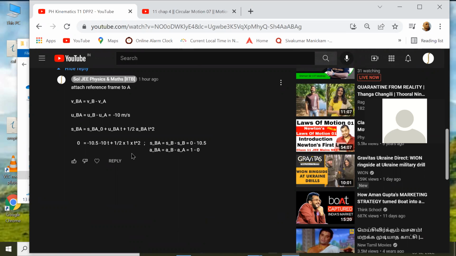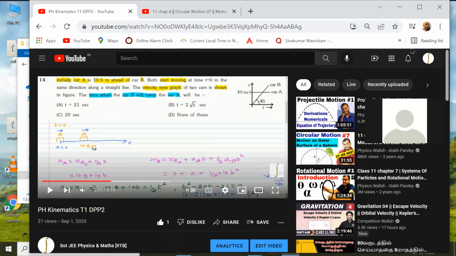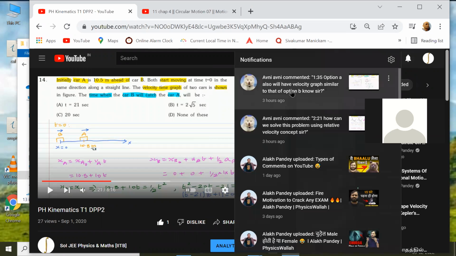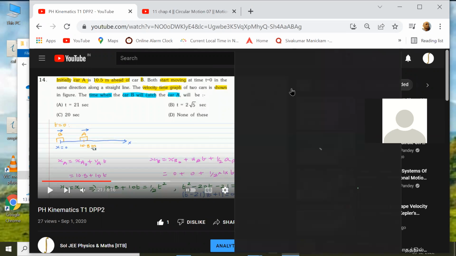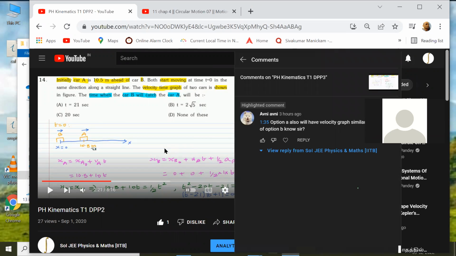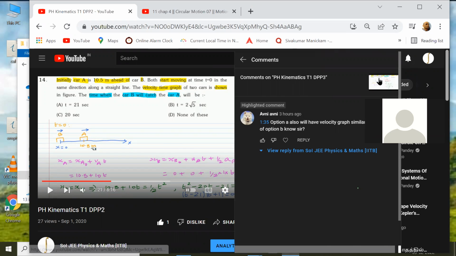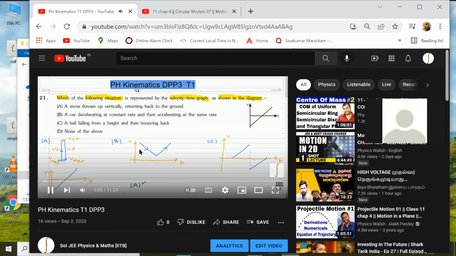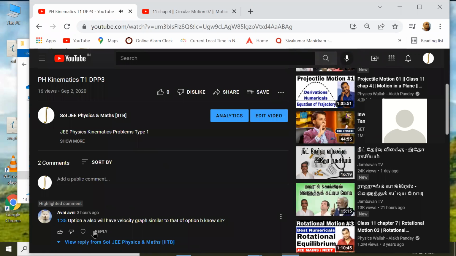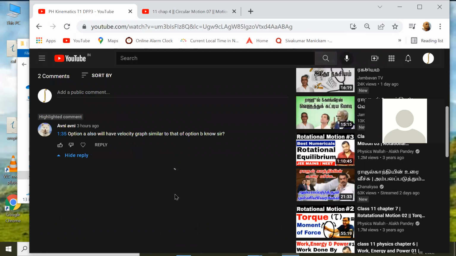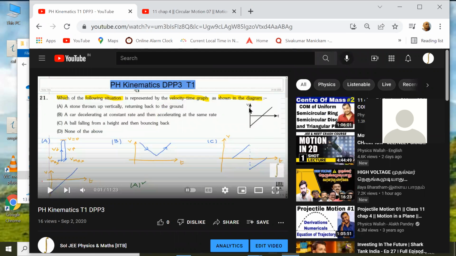Okay. Yes, sir. So there is that one. And another thing you asked is, see the given VT curve, the slope is the same, right? It's always positive.